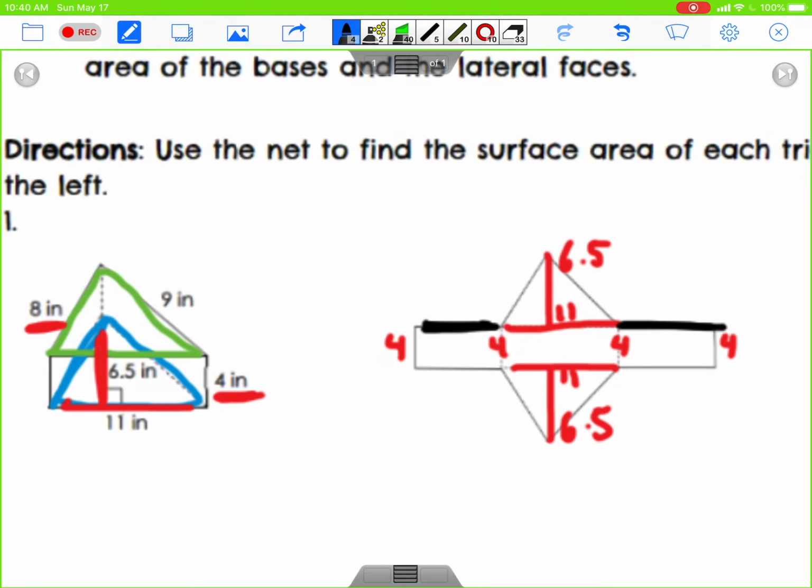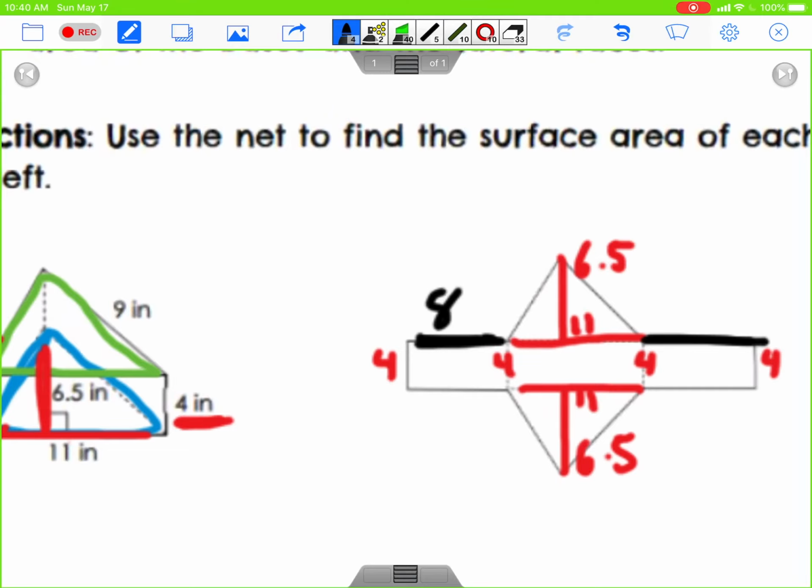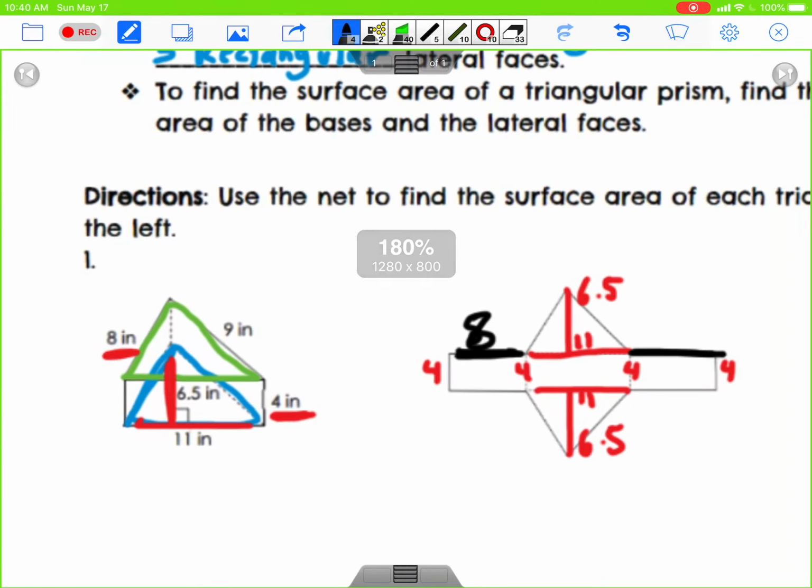The one on the left is shorter, so that is going to be my 8 right here. If that's my 8, that means the other longer side has to be my 9. And that's it. That's how I usually do these. Try to match up the smallest side with the smallest number, the medium side with the middle number, and the longest side with the largest number.